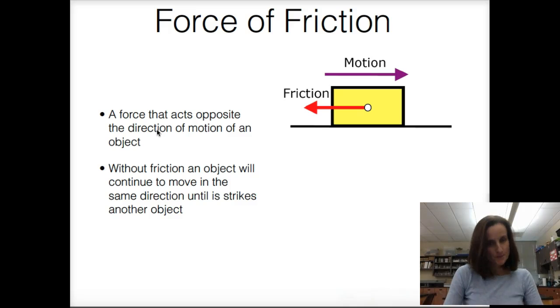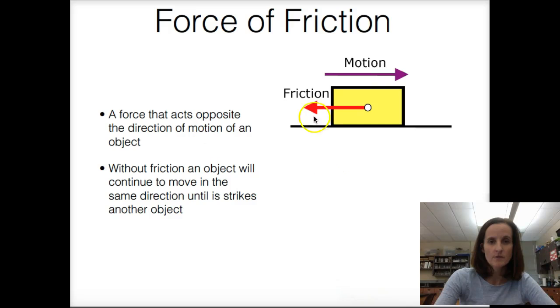So friction is the force that acts opposite the direction of the motion of an object. So if an object is in motion, the opposite force to that is friction. So the applied force maybe pushes that object or pulls that object and causes it to move. When that object is moving, the force that opposes that motion is called friction.